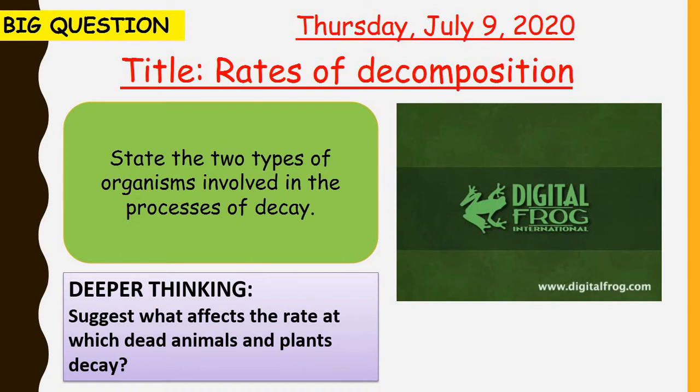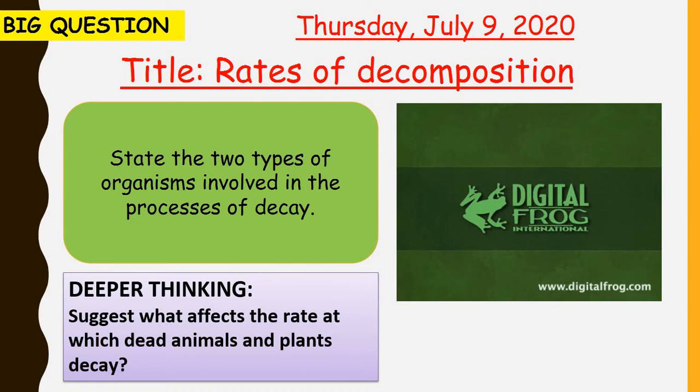Two types of organisms. Well, we've got microorganisms such as bacteria. We also have various other microorganisms that are going to be involved in decay, as well as what we refer to as detritivores, organisms that feed on detritus, dead materials, such as maggots, worms, and other insects. So the two types of organisms we've got are microorganisms and detritivores.